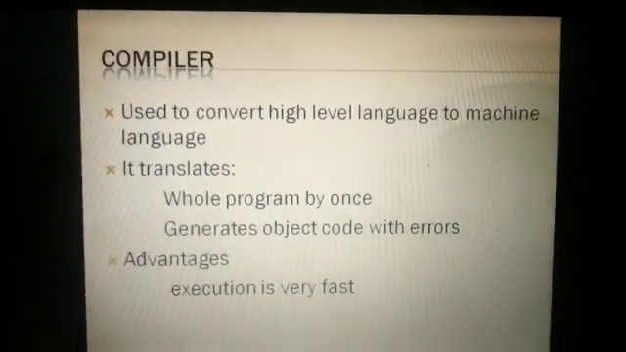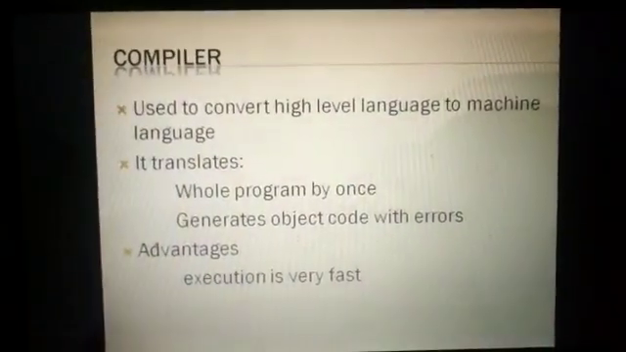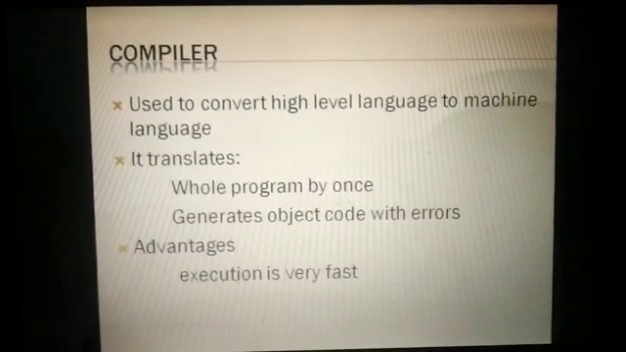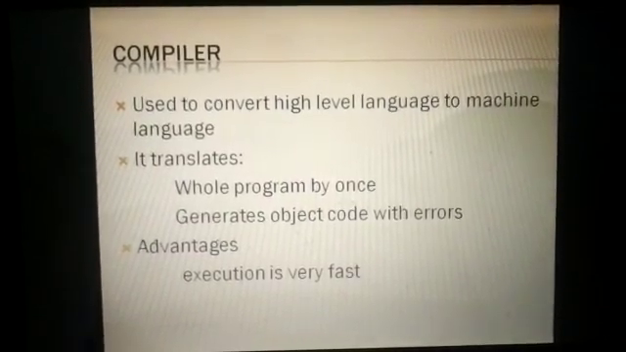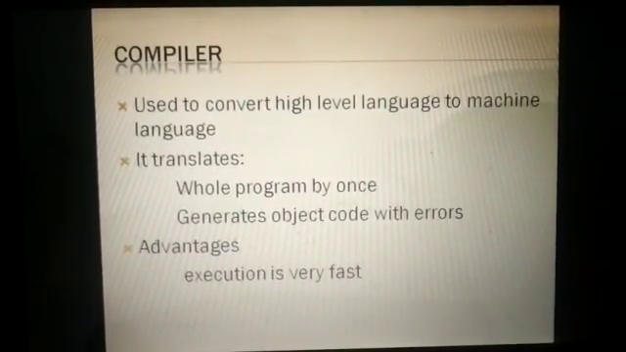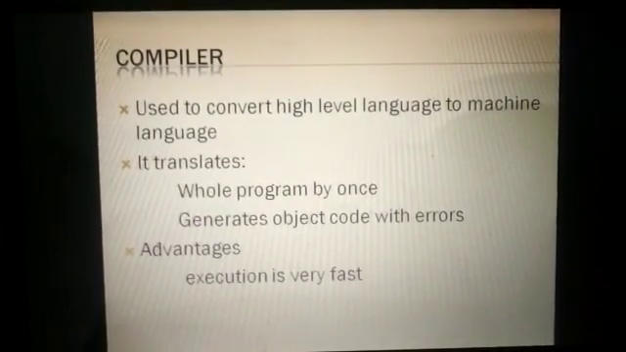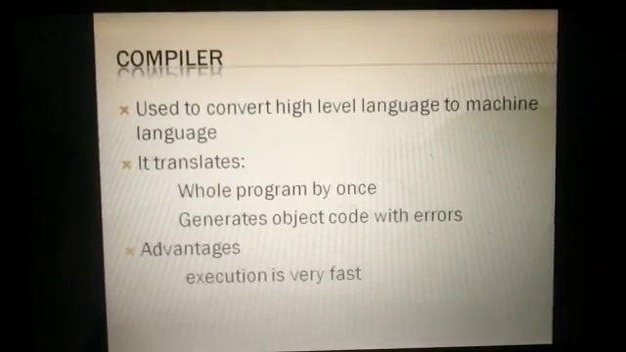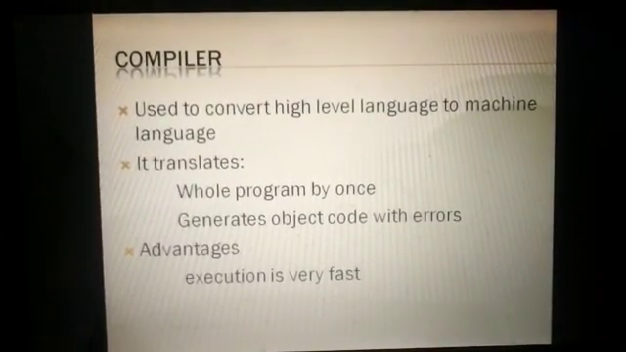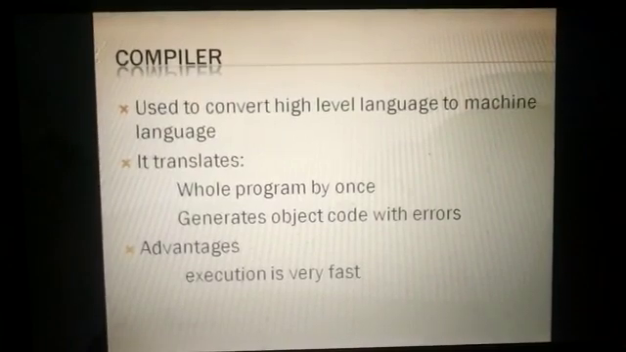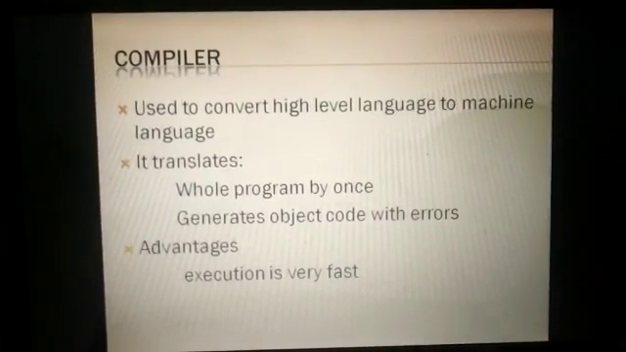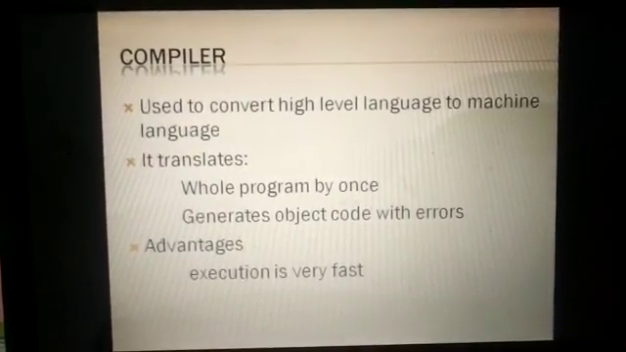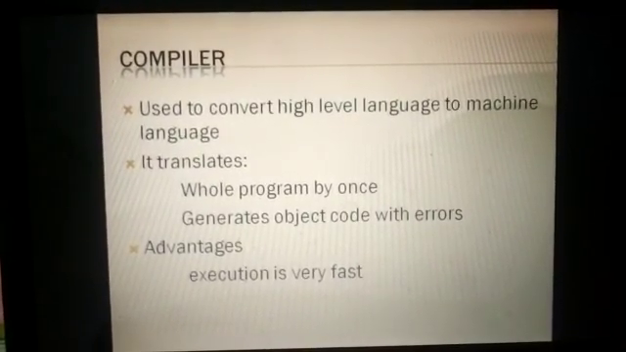So in today's class, we learned about the high level languages. It includes two translator programs, interpreter and compiler. Interpreter translates line by line and executes the instructions. Compiler translates the whole program at once. It generates the object code with errors. The interpreter has the advantage of being preferred for beginners. The compiler has the advantage that execution is very fast. The interpreter has the disadvantage that execution is slow when compared to the compiler.